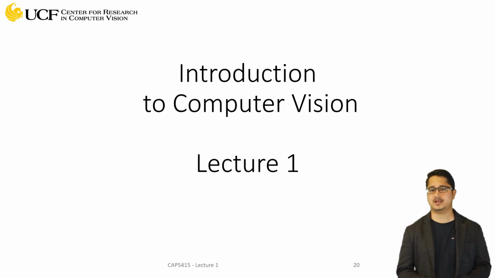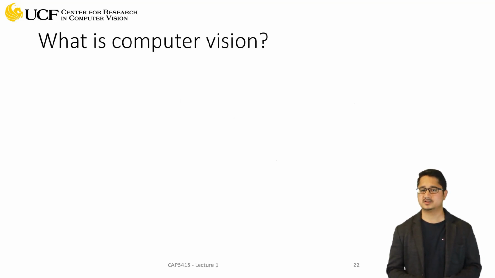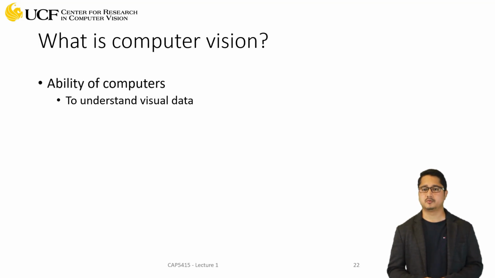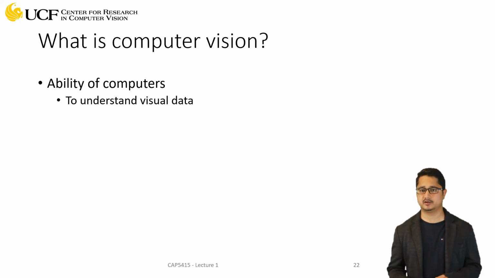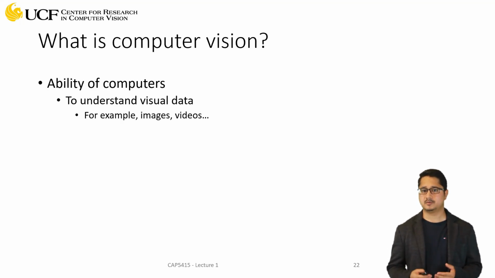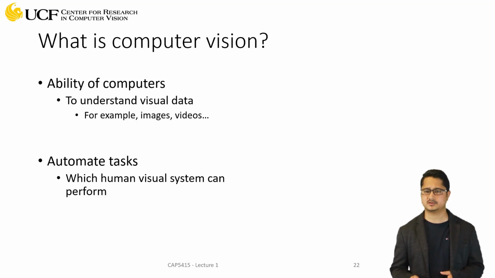This is the first lecture, and in this lecture we'll try to give you an introduction to computer vision. In the first module, we'll talk about some of the basics. Let's first try to understand what exactly is computer vision. Computer vision is the ability of computers to understand and interpret visual data. By visual data, we mean images or videos where visual information is present. With this visual information, we want to automate some tasks which are actually very easy for the human visual system.